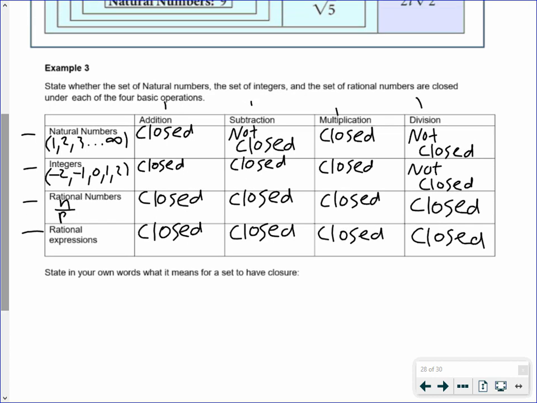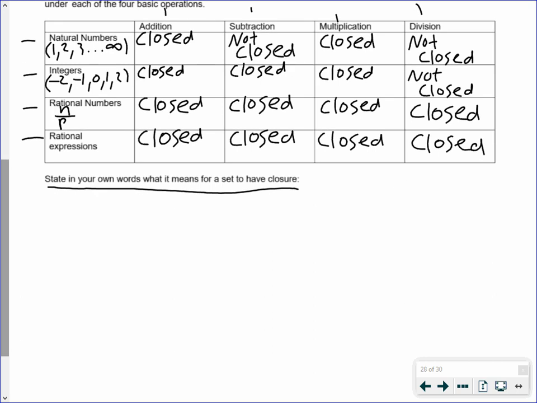Right here it says state in your own words what it means for a set to have closure. I would suggest you do that on your own. I'm not going to say anything about it or write about it, but I would suggest you do it just so you can have a good idea of what closure means. Trying to just memorize this chart and do it on a quiz or test that way is not going to do you any good, because this is 12 specific things to memorize, and it'll be a much better use of your time to actually understand what closure means and kind of understand it that way.